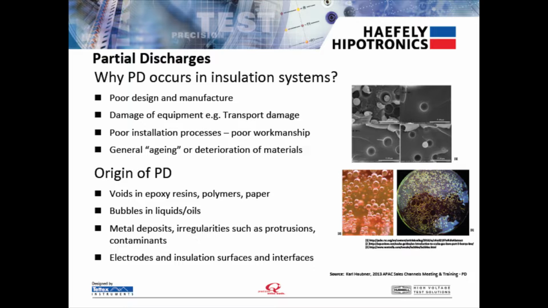varnish, oil. We believe that PD occurs due to poor design and manufacturing, but it can also be from damage to the equipment that occurred in transportation, flashovers over time, or damage sustained in installation. It can also originate from voids in the resins, polymers and paper within the transformer, or bubbles in the liquids and oils. It can come from metal deposits, general oil impurity, electrodes and insulation surfaces, such as the end of the bushings or the surface of the transformer.